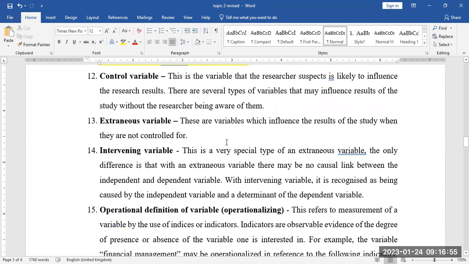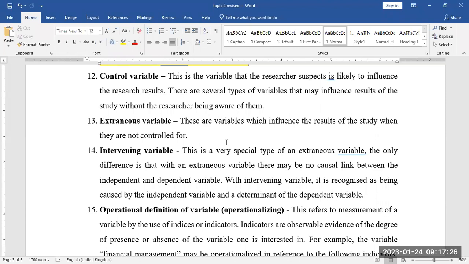Control variables are the variables that the researcher suspects are likely to influence the research results. So there are different types of variables that may influence results of the study without the researcher being aware of them. Those are called control variables. Extraneous variables are variables which influence the results of the study when they are not controlled. Like we talked about noise, and we said you need to control the noise. You cannot do away with it completely, but you can minimize its effect.